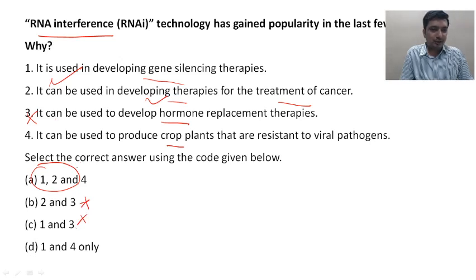So the defining factor is 2. You need to know the connection that cancer can happen because of oncogenes. Right? Hope you understood how to deal with these questions here.